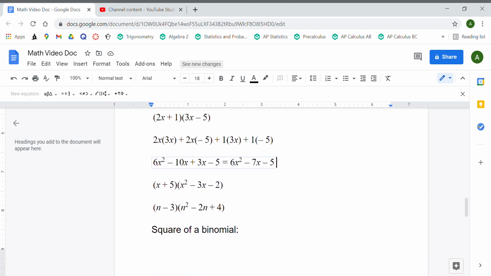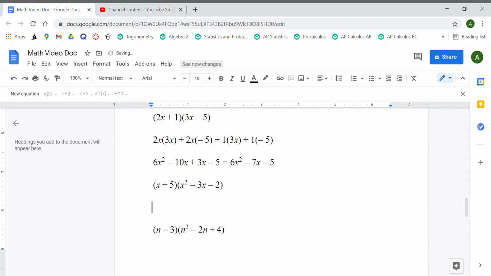Now, I want you to try the next one, okay? So, this is a really good one. This is because we got a binomial and a trinomial to multiply. It's better off that we multiply using the distributive property.